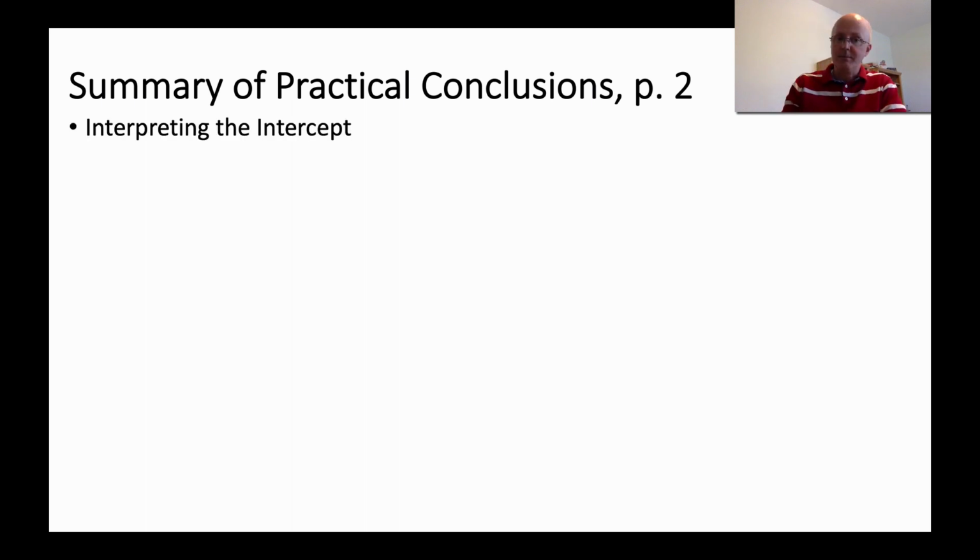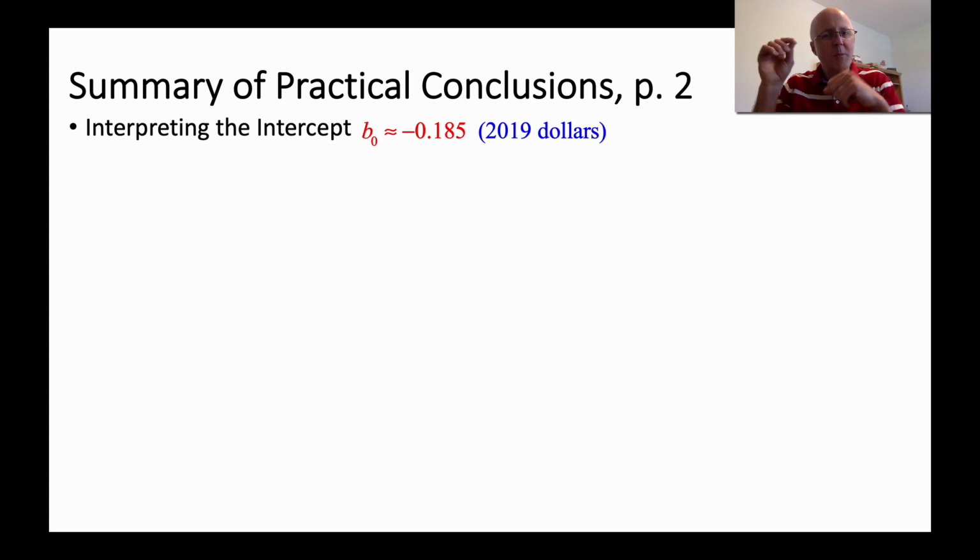How do you interpret the intercept? In this case, b0 is negative 0.185, in 2019 dollars. The intercept is going to have units of y. The slope has units of y per unit of x. The intercept has units of y itself, in this case 2019 dollars. What does that mean? Well, it gives you the predicted value of y when x is 0.